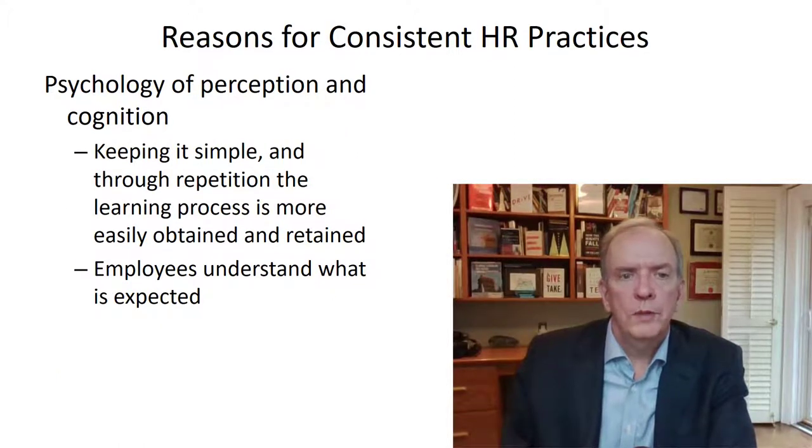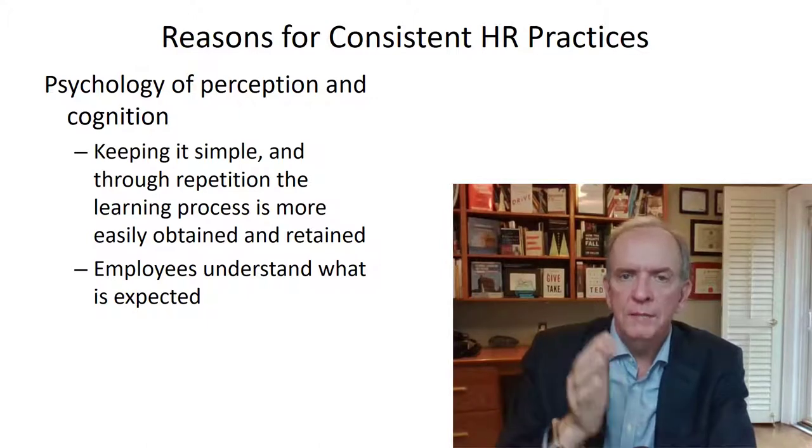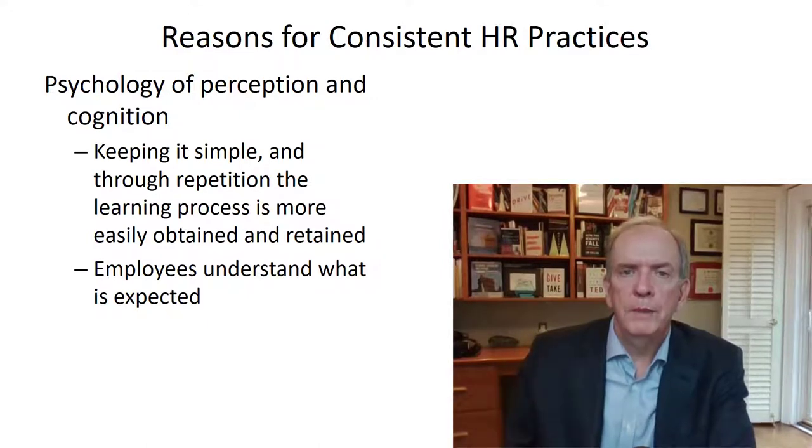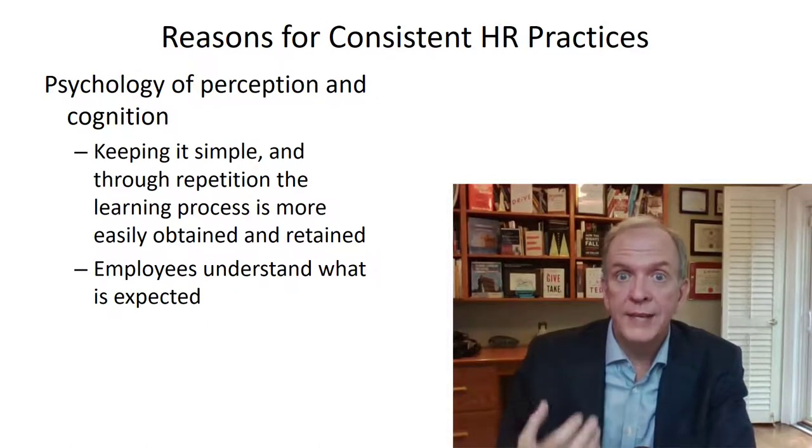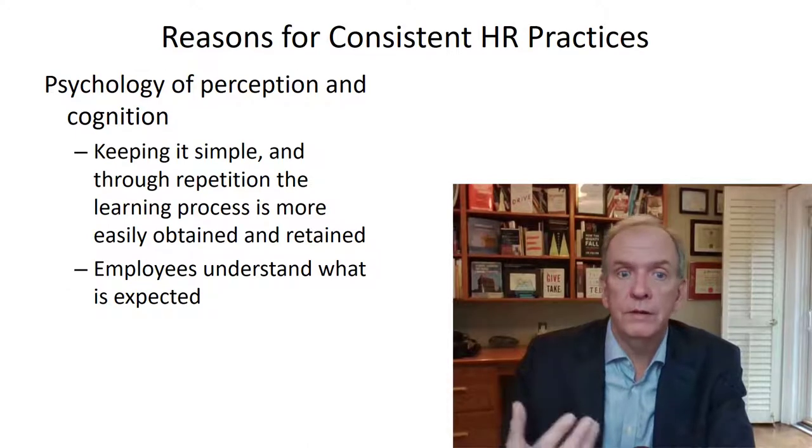So some of the reasons, psychology of perception and cognition, keeping it simple and through repetition of the learning process, more easily obtained and retained. If there's certain processes and systems that are in place, it makes it a lot easier for people to do the mundane, low task ambiguity items. And then that frees up time for them to focus on more high task ambiguity, more complex, difficult tasks, if you will. And so that can be helpful.